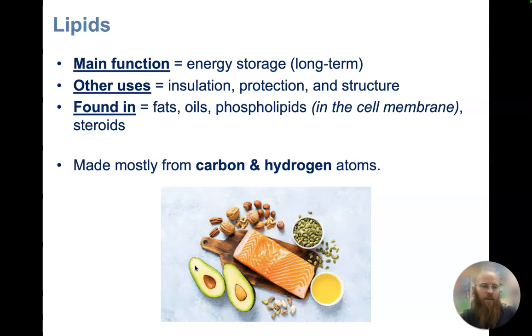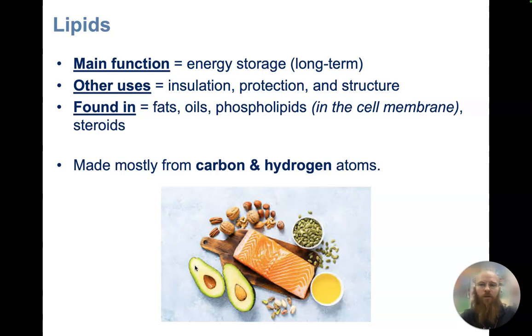The second macromolecule, and the last one we're going to talk about in the first part of this lesson, are our lipids, more commonly referred to as fats, but their official term is lipids. Their main function is long-term energy storage. So for activity that lasts a very long time or at lower levels of exertion, these are a really good energy source that help do that.